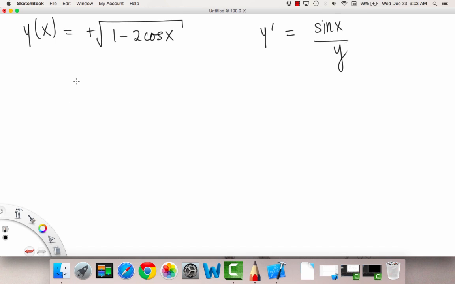Alrighty, so interval of existence. That just means the largest interval over which our solution is defined. So this is our solution, right? First of all, it has to be defined, and then it has to remain the solution when we plug it into our ODE.